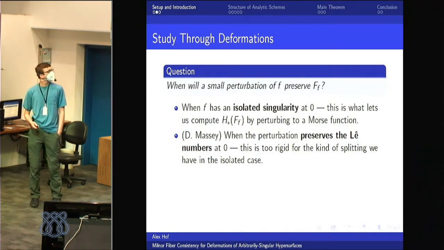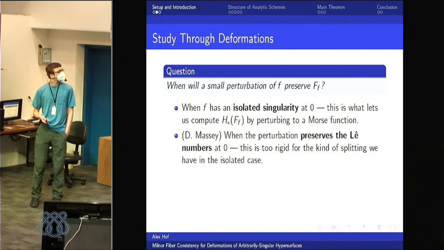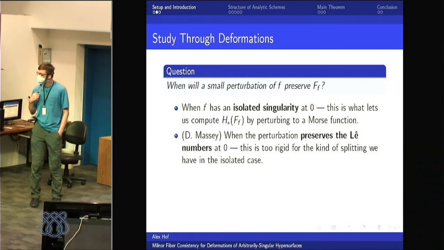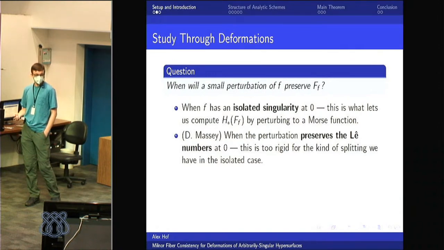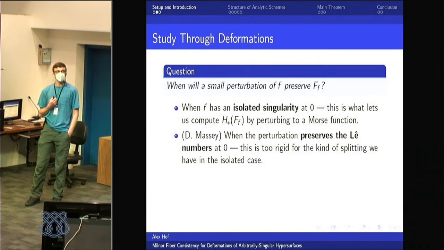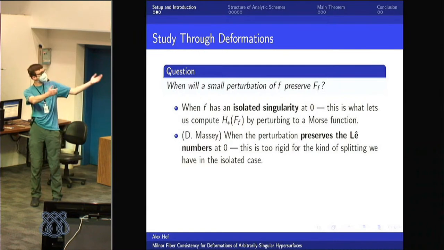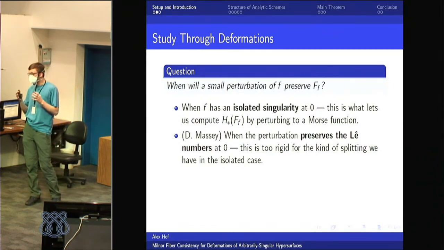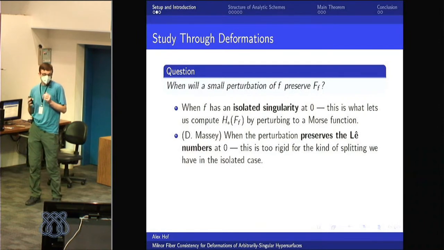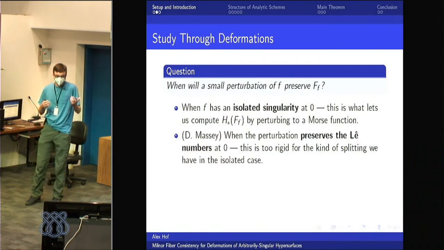One construction that gives us some results along this line is due to David Massey. These are invariants called Lê numbers that are defined in terms of intersection multiplicities with polar varieties, and these give a higher dimensional generalization of the Milnor number. Massey has this result that if you take a perturbation that preserves the Lê numbers at the origin, you can get some consistency in your Milnor fiber. Depending on the size of the singular set, you can get this consistency homologically, homotopically, or even up to diffeomorphism in different situations.